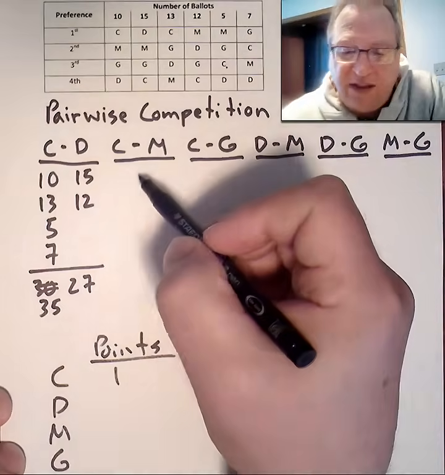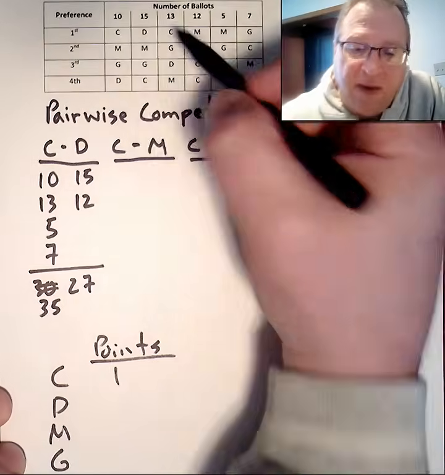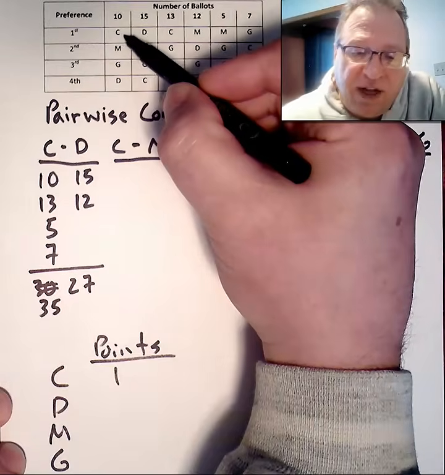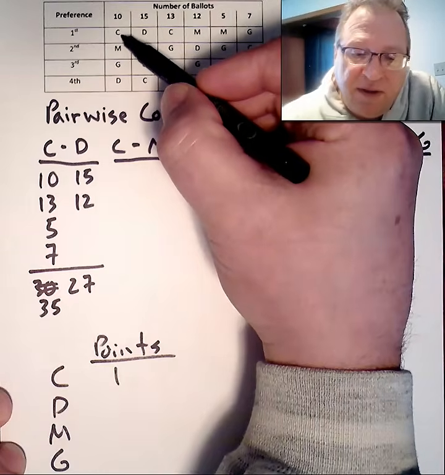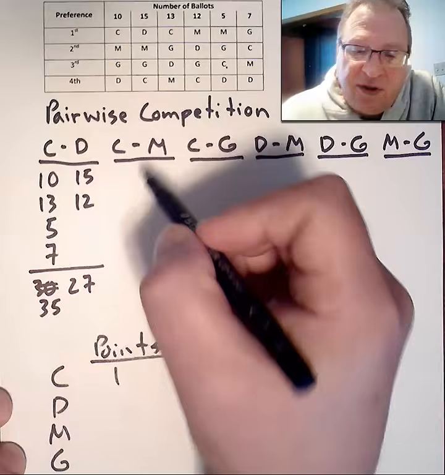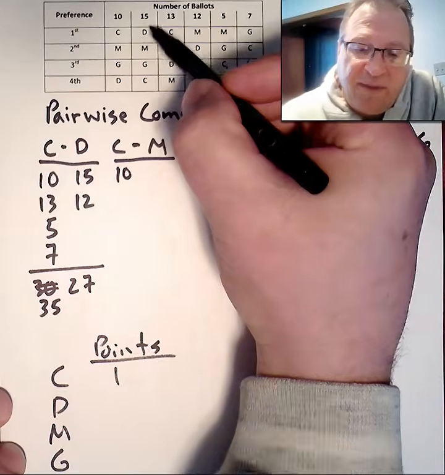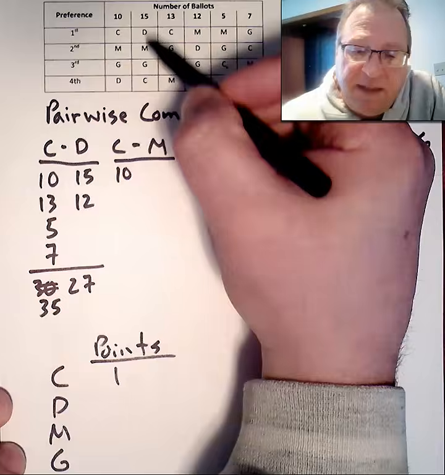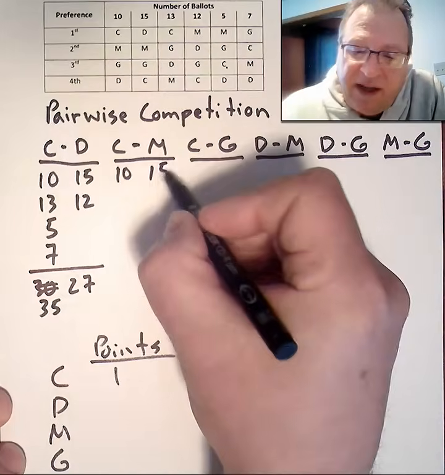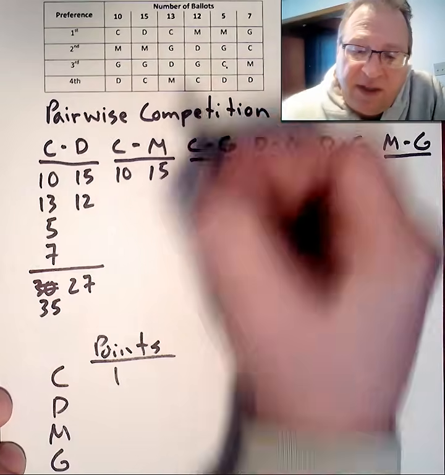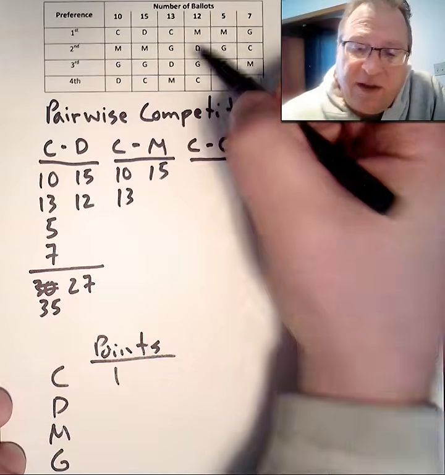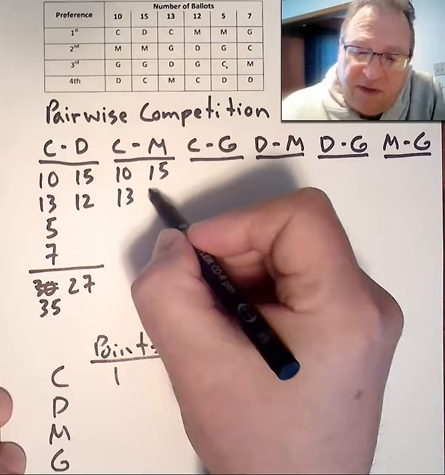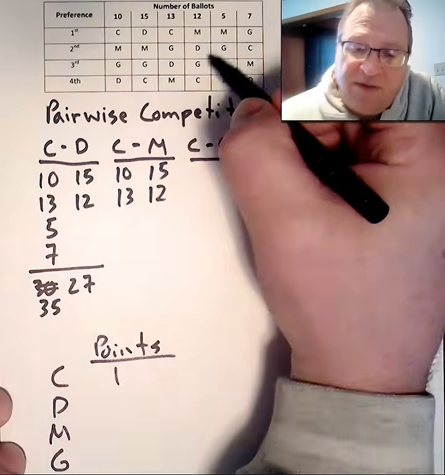Okay, let's go on to the second comparison, C versus M. In the first column, C wins in the first, so that's 10 votes. In the second column, we're looking at C and M. M is ahead of C, so that's 15 for M. Third column, C wins there. Fourth column, M wins there. That's 12 votes, looking real similar so far.